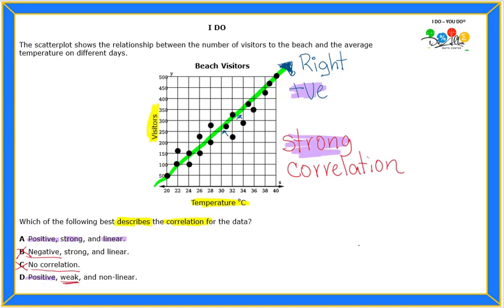It would be weak if my points are still in a positive direction, like going to the right, but my points are a little bit further away from this line. So that's how I know that D is not correct either. So my only answer choice for this would be, yes, very good. It has to be letter A.